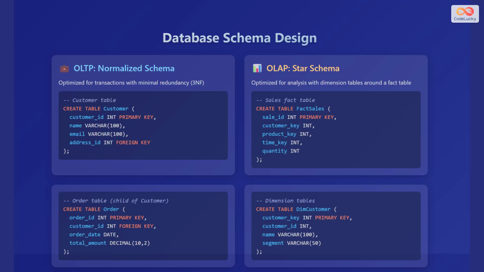OLAP systems, on the other hand, utilize a star schema optimized for analysis, featuring dimension tables surrounding a central fact table. An example is a sales fact table with columns like sales ID, customer key, product key, time key, and quantity, with the sales ID as the primary key. Dimension tables, such as a customer dimension table, include columns like customer key, customer ID, name, and segment, with the customer key as the primary key.